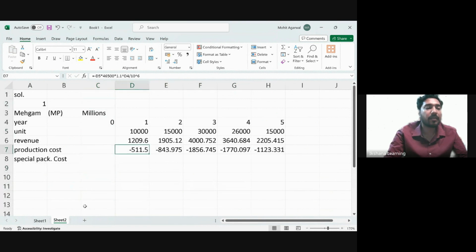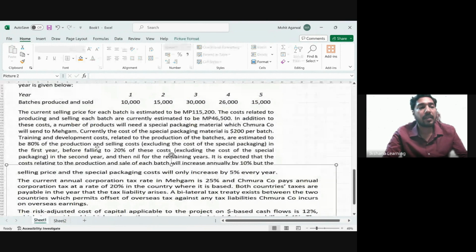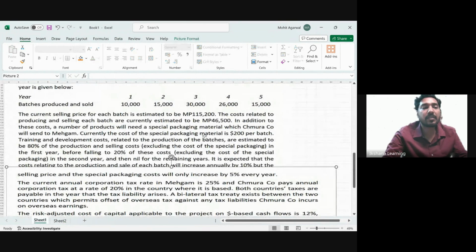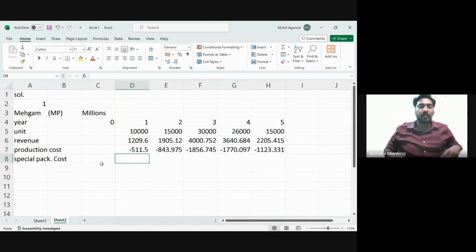Special packaging cost. Understand here: in addition to these costs, a number of products will need special packaging which the Chmura company will send to Mega. So this is not a revenue of Chmura. Remember, they are just sending. They are buying for 200 per batch. So it's a cost directly. Chmura is not making any profit. They are paying $200, which is reimbursed by Mega. So it's ultimately the cost of Mega.